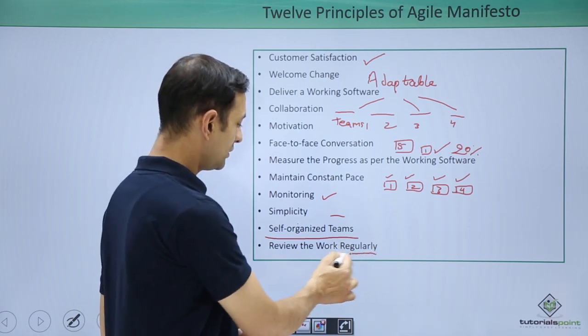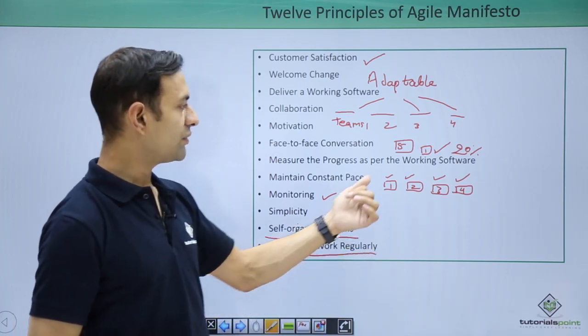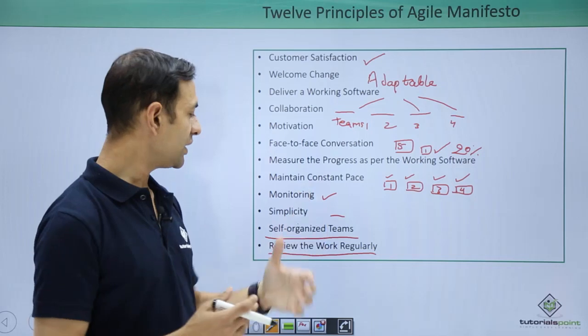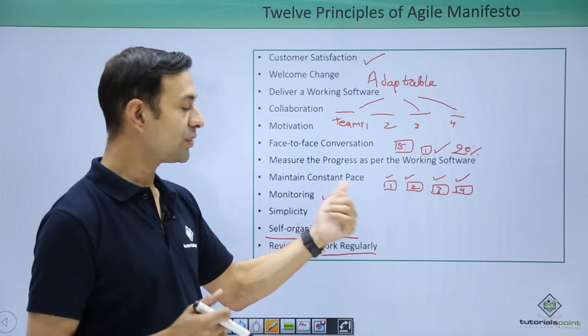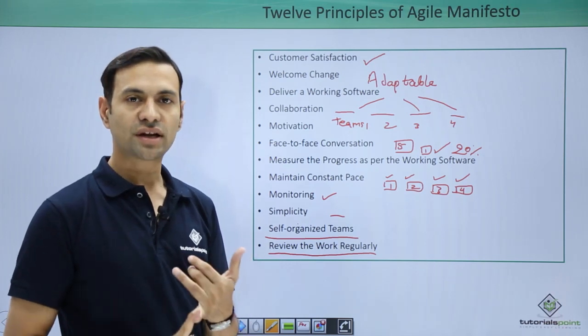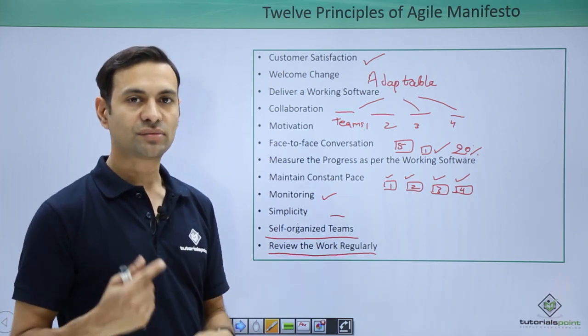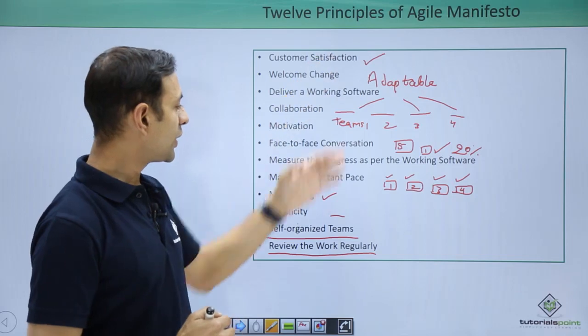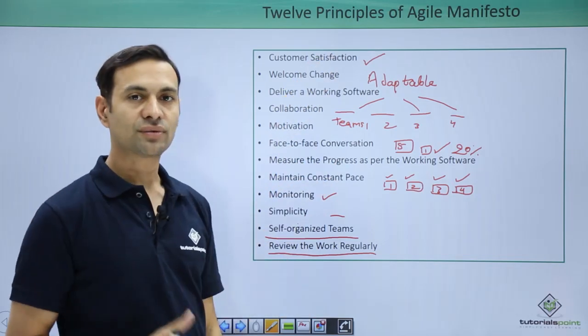Review the work regularly. That's again a kind of like you should give a demo to the client. Then you know, okay, things are going good. If he says no, things are not going good, you have to review the work properly. You have to see what is to be done, what is not to be done, what action items are to be taken. So these 12 features are the key part of the Agile Manifesto.